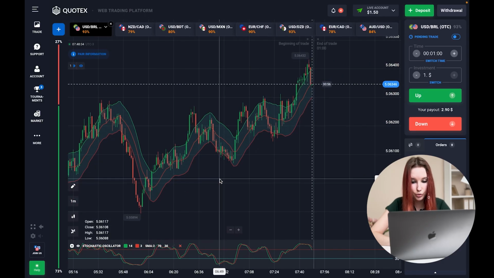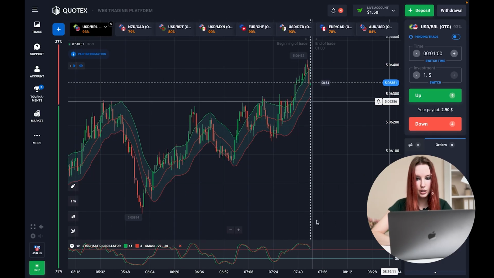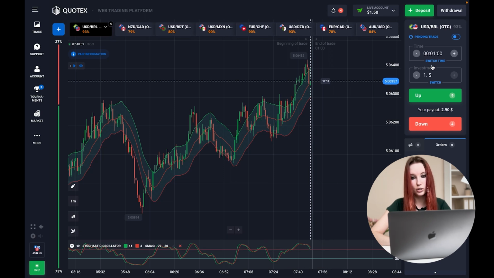Alright guys, look, it's a pretty good situation. We can see an upward movement here while the stochastic is looking down, and that's why I want to open my first trade down. Let's go.